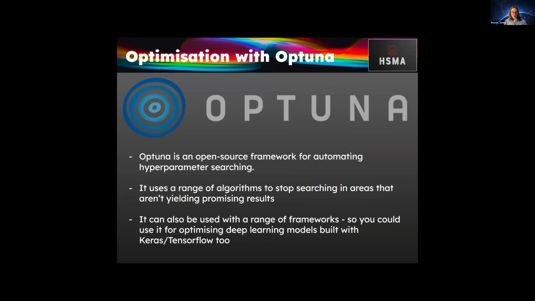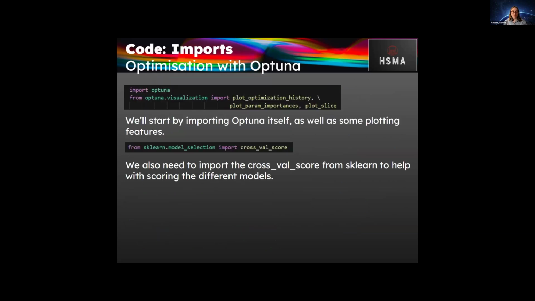Now, the Optuna framework is an open source framework for automating all of this away from you. It works in a similar way, but it actually uses algorithms to give up on areas that aren't looking promising. It starts searching and goes, no, these are useless sets of parameters, this range of parameters. I'm going to focus in on this instead. Great news is it's actually framework agnostic to a certain extent as well. You could use it with deep learning models, not just your sklearn models.